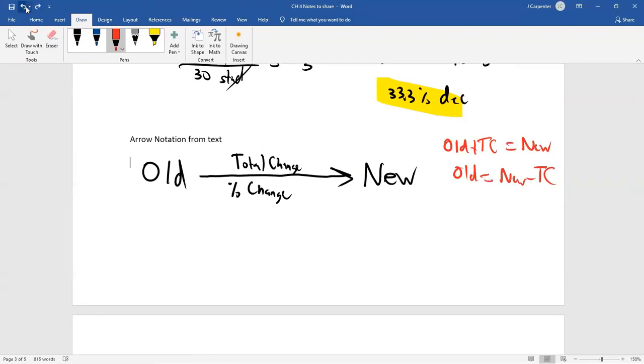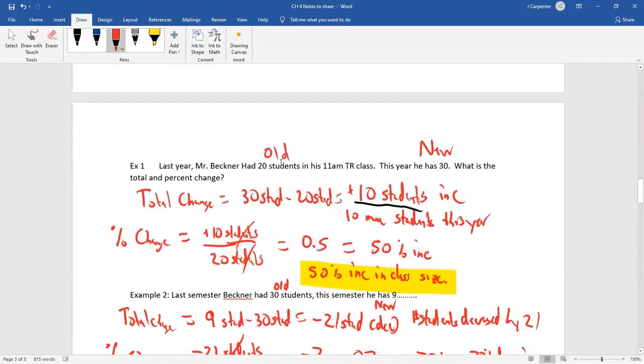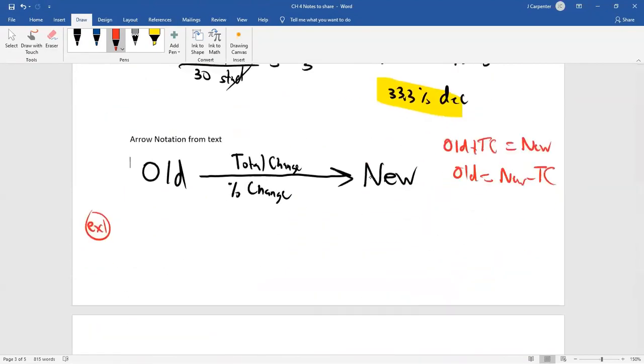So if I wanted to go back to the previous problems and write it in this notation, let's go back to example 1. We said we went from 20 students to 30 students. The 20 is the old, the 30 is the new. So what we originally have is 20 students pointing at 30 students, and we don't know what the total change is, and we don't know what the percent change is.